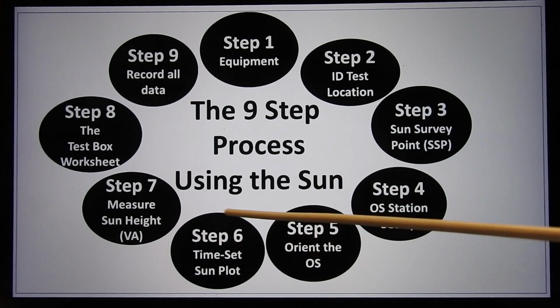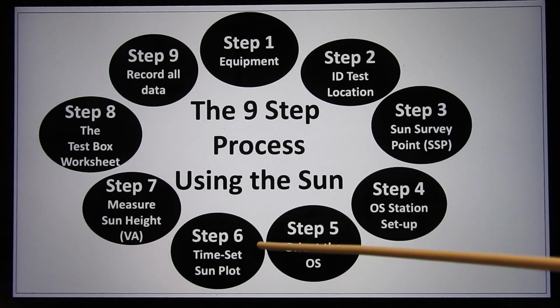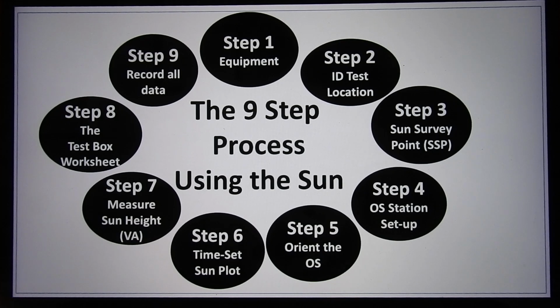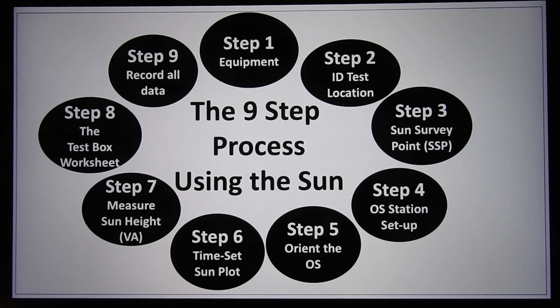Step 6, identify the 2 timing procedures that we're going to use: time set and sun plot. We'll go through each one of those. Step 7, actually measure the sun's height or vertical angle, the technical term. Step 8, working the test box, using the test box worksheet, really a creative tool, and then going right into the right triangle calculation, which is basically using a right triangle calculator. If you use a calculator, you can do that. It's very simple. And then the last step, step 9, record all data for record. So those are the 9 steps in the geometric validation process using the sun to determine Earth's true surface shape.